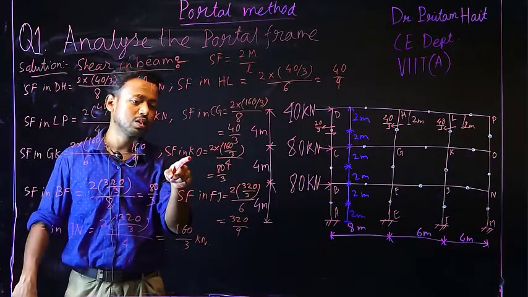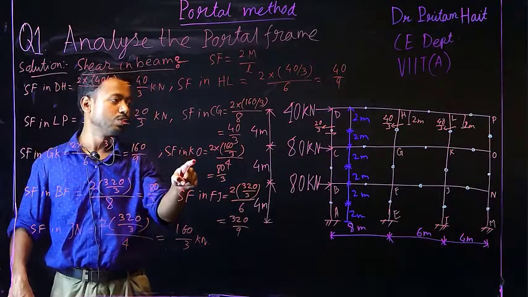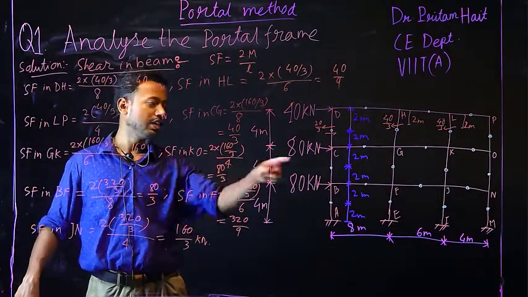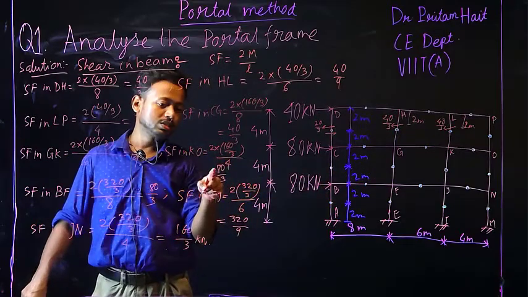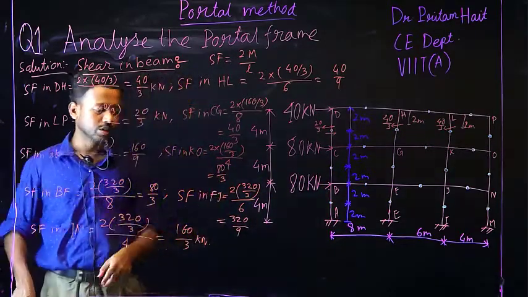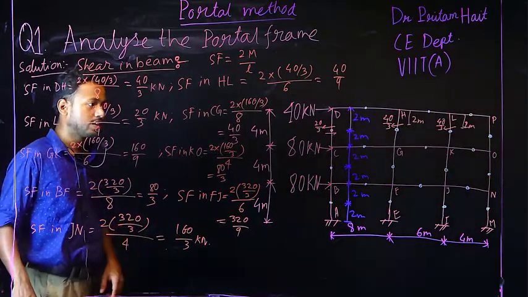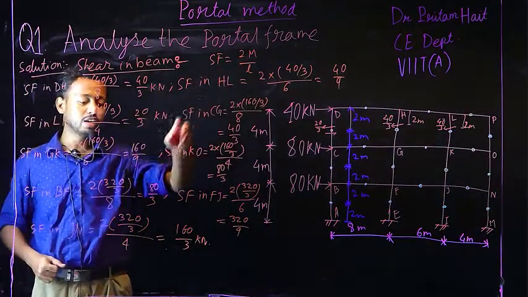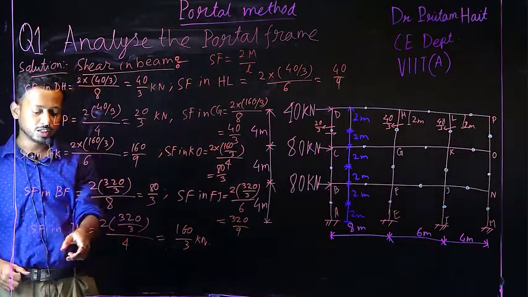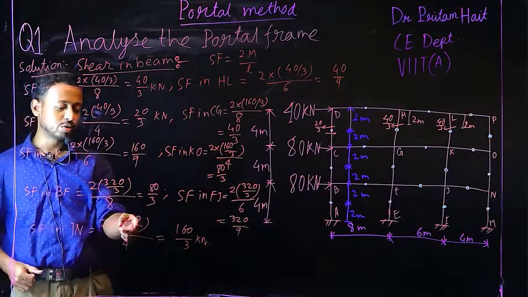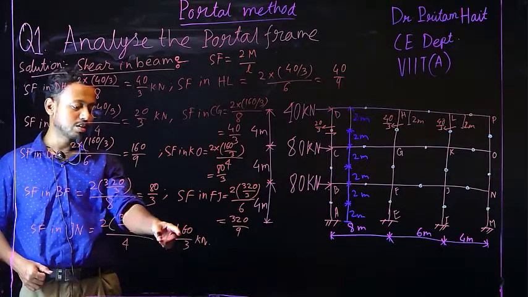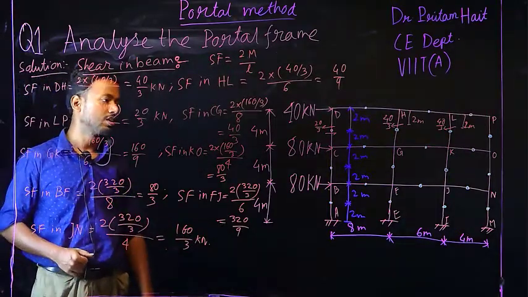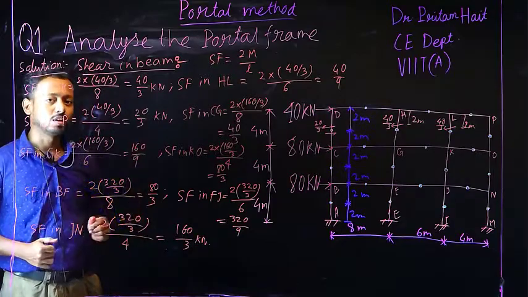Suppose you want to find the shear force in KO. So 2 into M, which is 160 by 3, and L is 4 meter. So this is 80 by 3. In this way we can calculate the shear force of each beam using the formula 2M by L. These are the calculations, simple. 2 into 320 by 3 by 4, you will get 160 by 3. And like this you can calculate it using this formula.